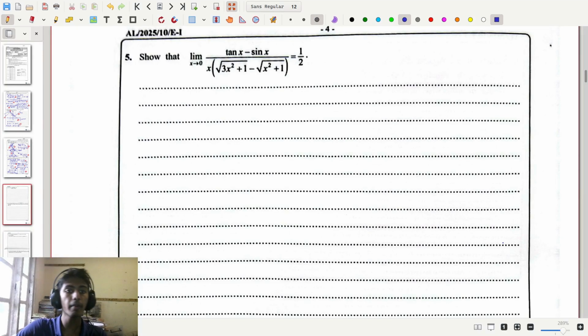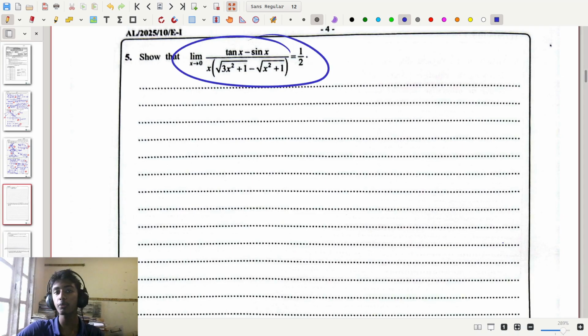2025 A-Level Combined Mathematics Paper 1 Part A question number 5, the limit question. This limit question is asking us to show that the limit as x approaches 0 of (tan x minus sin x) divided by x, multiplied by this whole thing, which is the square root of 3x squared plus 1 minus the square root of x squared plus 1, is equal to half.